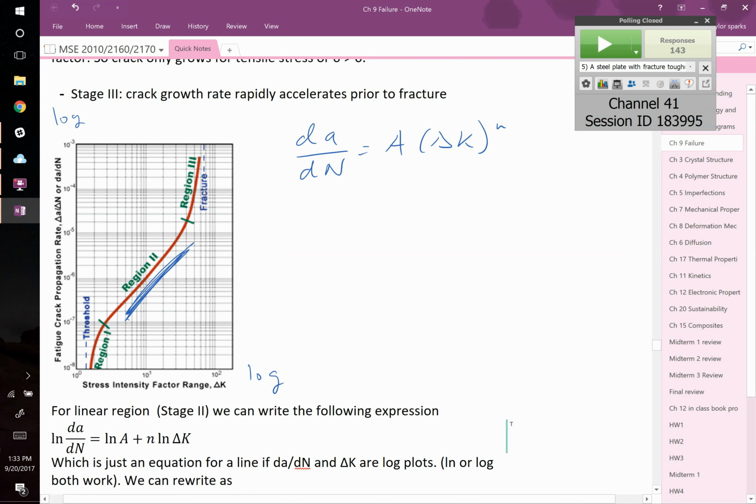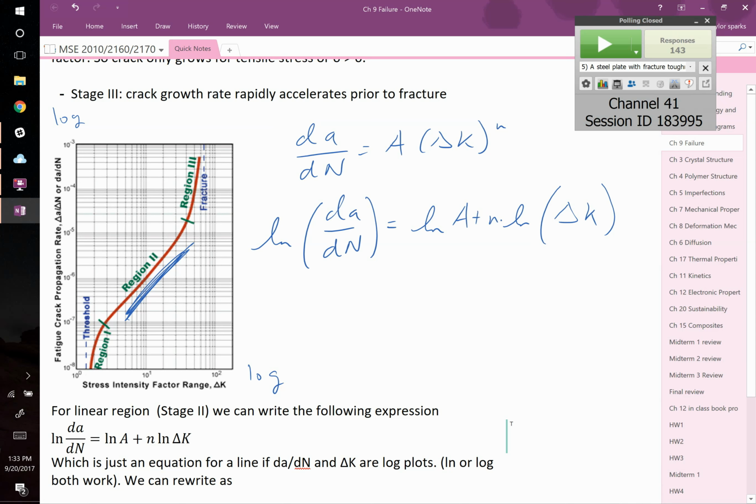Now, why does this equation look linear when you plot it on a log axis? Well, let's take the natural log of both sides. We now have the natural log of dA/dN equals the natural log of A plus the natural log of delta K, and then, sorry, let me make a little space, n times that. A property of natural logs is that if you have two terms being multiplied, you can add their logs, right? That's why we put an add there.